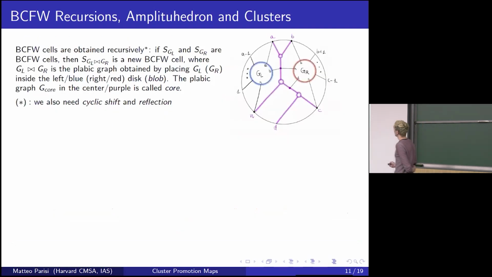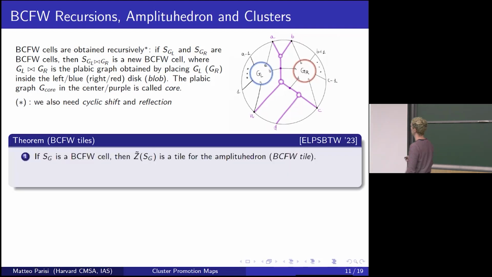Here I want to be kind of schematic, but BCFW cells can be obtained recursively. If you have two BCFW cells with plabic graphs G_L and G_R, you just have to stick a plabic graph here and a plabic graph here inside this plabic graph, and then you will obtain the plabic graph of the new BCFW cell. So it's a kind of recursion. And here the purple one is also a core because we use it to generate these recursions. Also, for those familiar with BCFW recursion, this is a formulation in momentum twistor space, but it's not relevant for what I'm saying. It's just that in momentum space or spinor helicity, the plabic graph would look different.